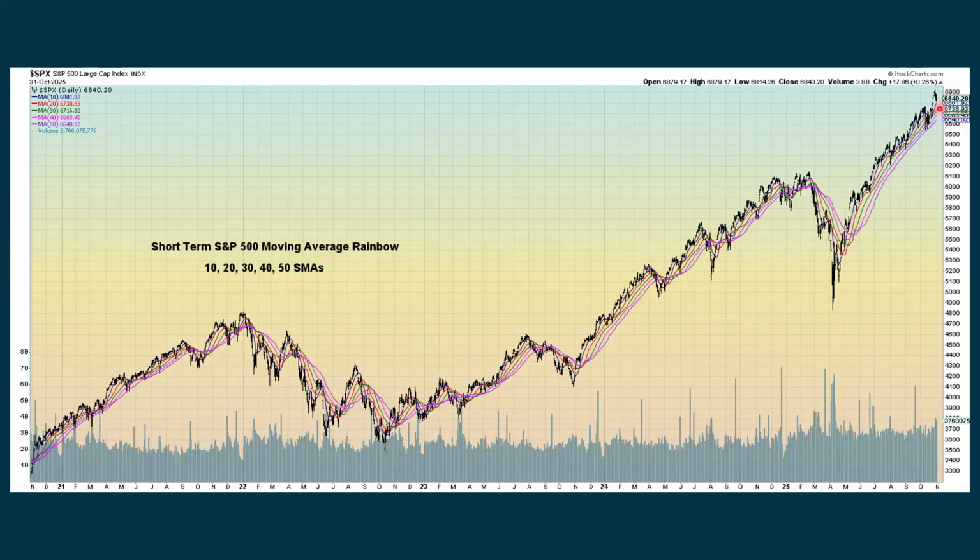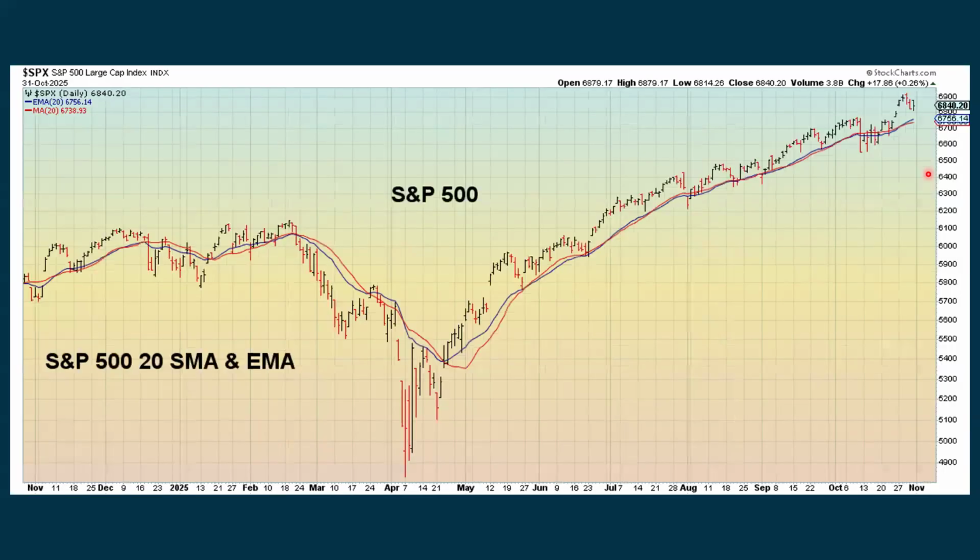Even with us pulling back here, we're still above the rainbow, and the rainbow's still going up. The short-term trend, at least for right now, remains positive according to moving averages. And then we want to keep an eye on the 20-period simple and exponential moving averages. We're still above that.